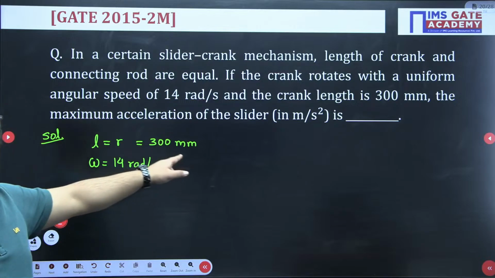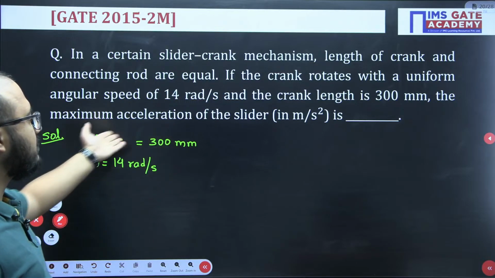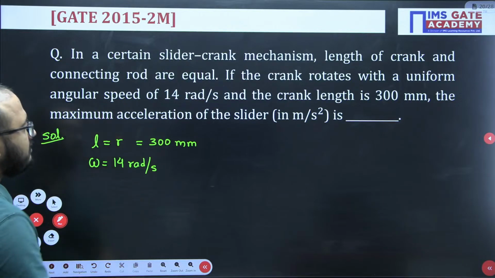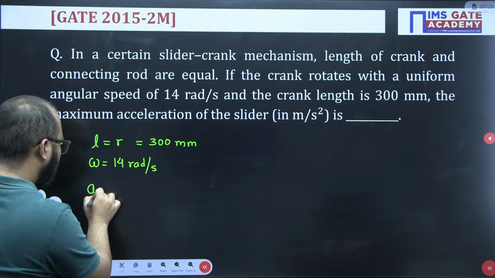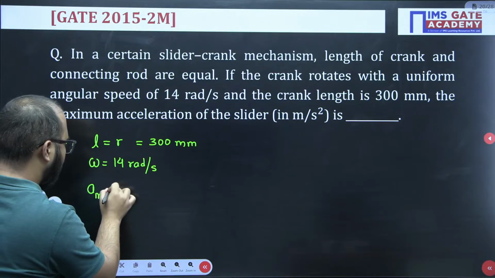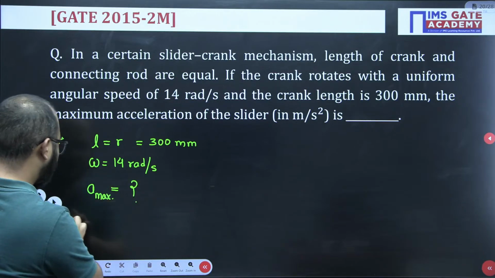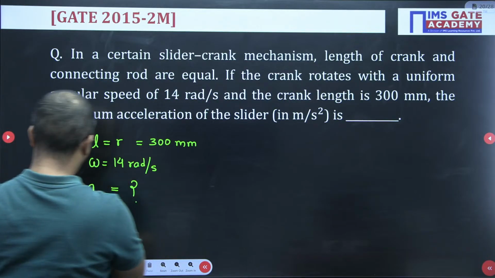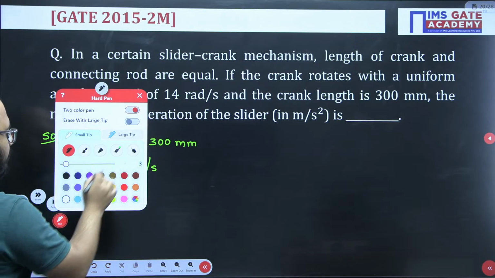Three hundred mm as a crank length they have given, and obviously it will be equal to the connecting rod length, as it is given in the question. The maximum acceleration they are asking. Now as I told you, under what condition will acceleration be maximum? Tell me, under what condition is acceleration going to be maximum?